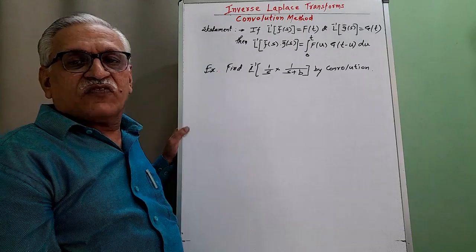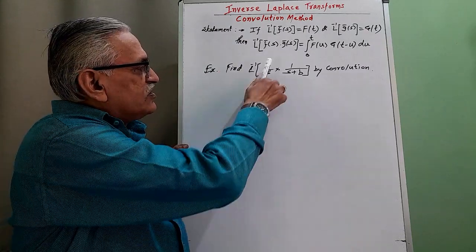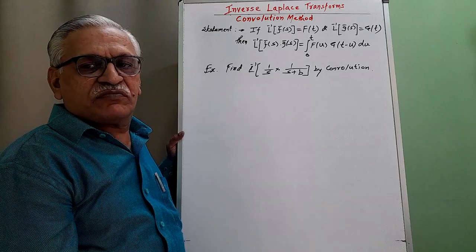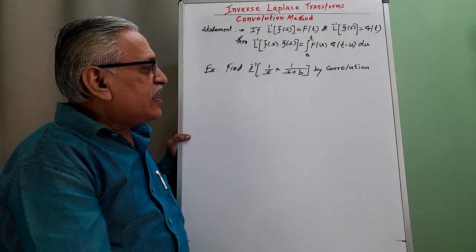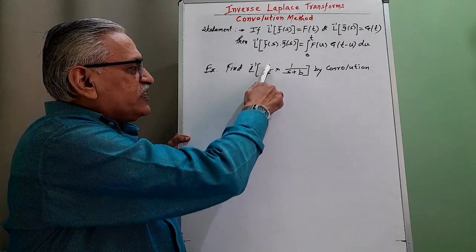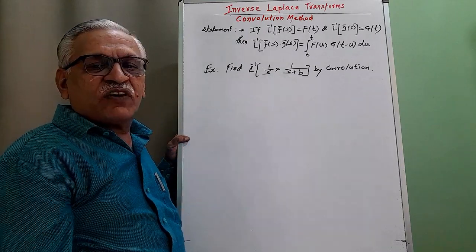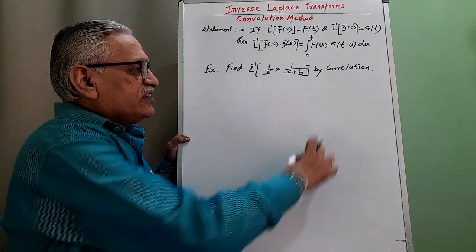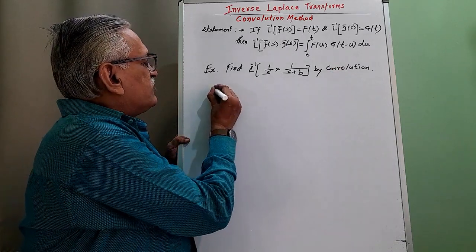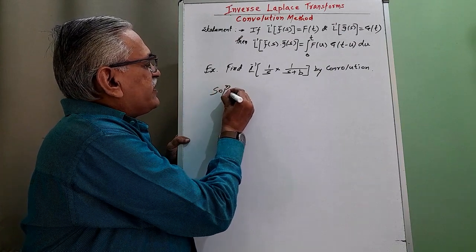Example: find the inverse Laplace of 1 by s into 1 upon s plus b by the convolution method. Here there is a product of two terms of s. The first one is 1 by s and the second one is 1 upon s plus b, and it is required to find its inverse by the convolution method. Therefore, we try to apply the technique.